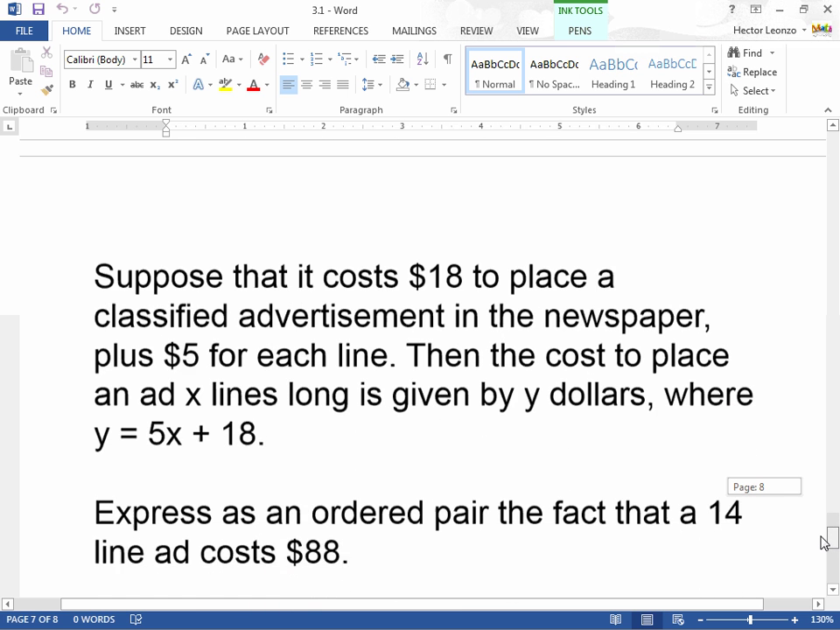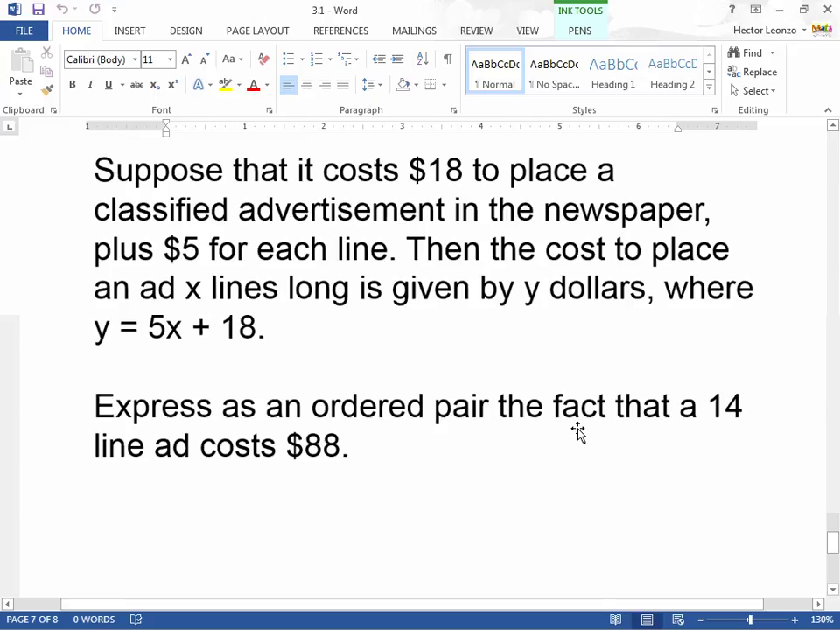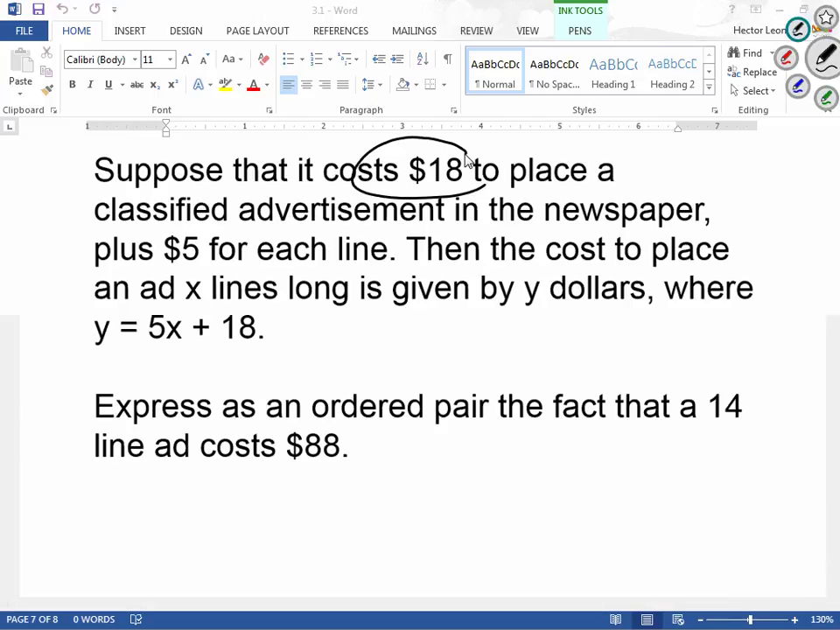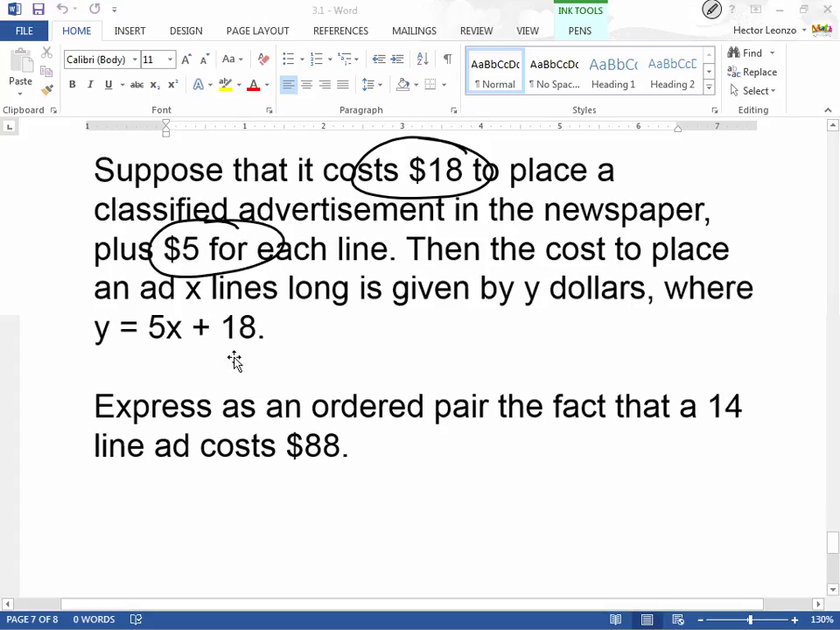Okay, now let's take a look at this. Suppose that it costs $18 to place a classified advertisement in the newspaper plus $5 for each line. Then the cost to place an ad X lines long is given by Y dollars, where Y equals 5X plus 18. So far what we were told is we had to pay $18, call that the fee for paperwork or whatever you wish to call it. So you had to pay $18 to begin with, plus $5 for each line. So you see how the value Y is going to be 5 times X, because 5 for each line, plus the $18 that I said was like the paperwork fee.